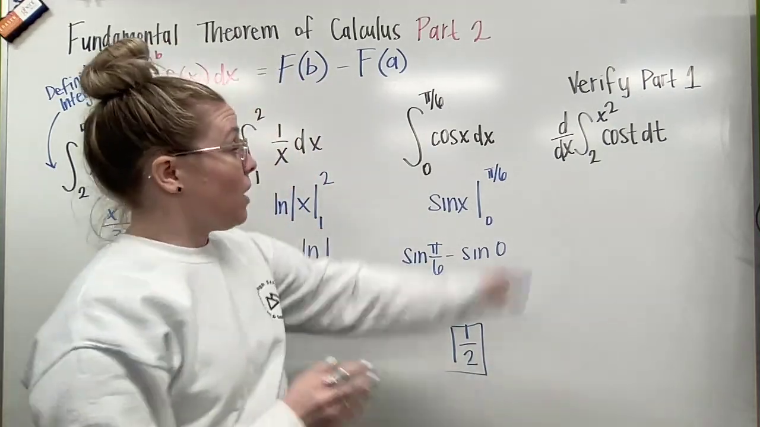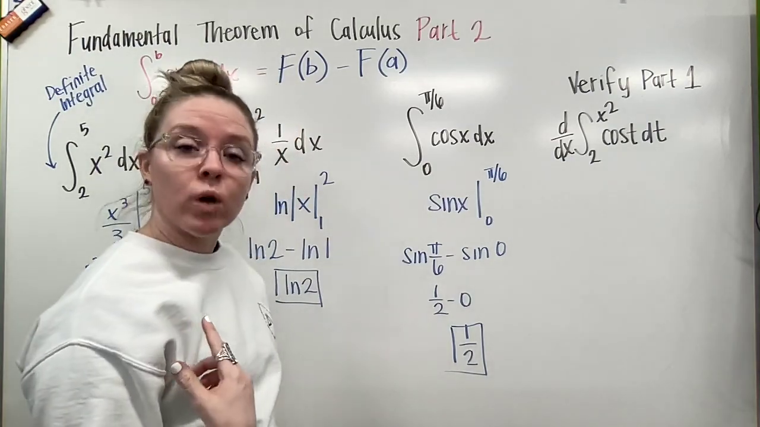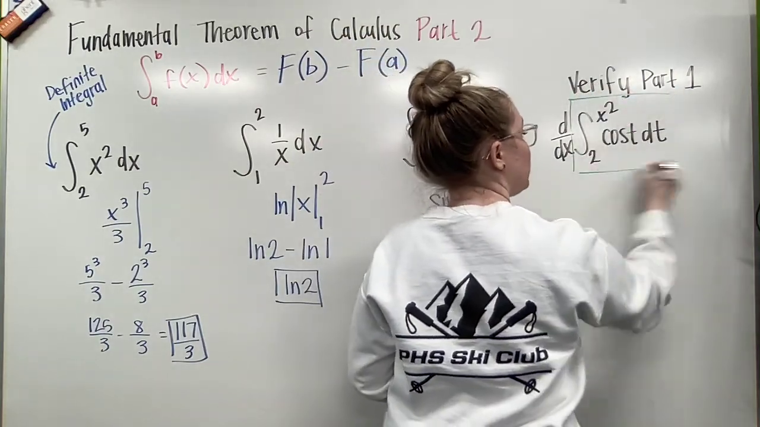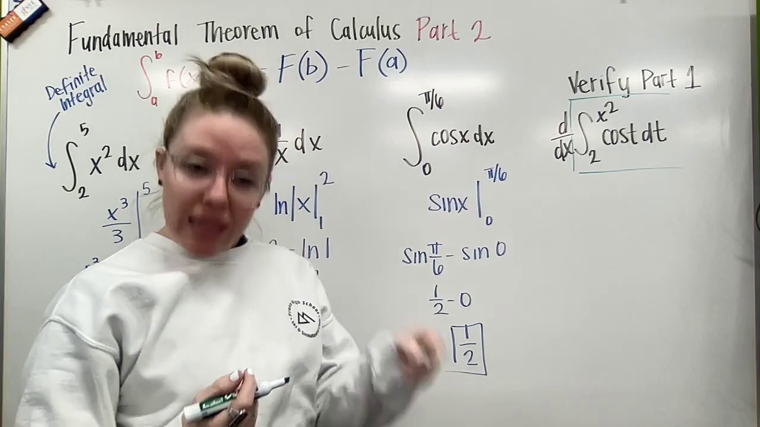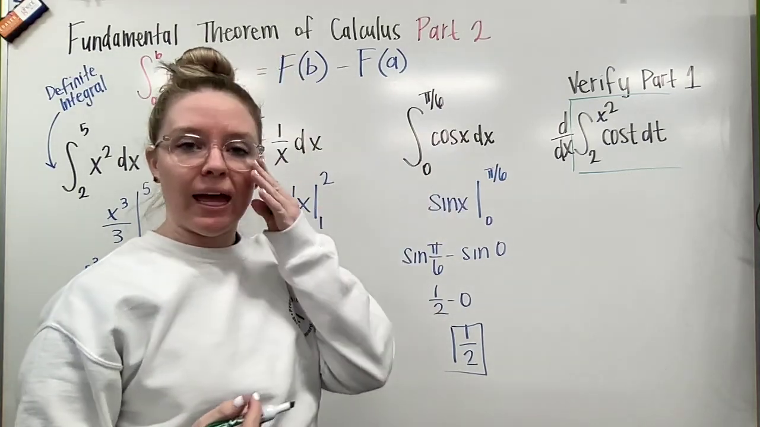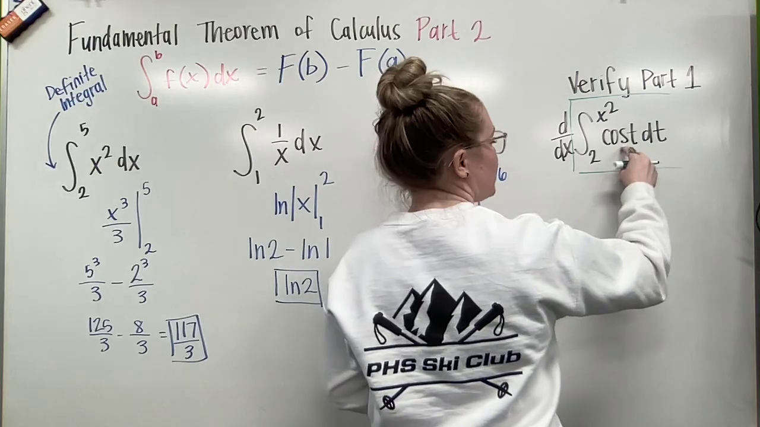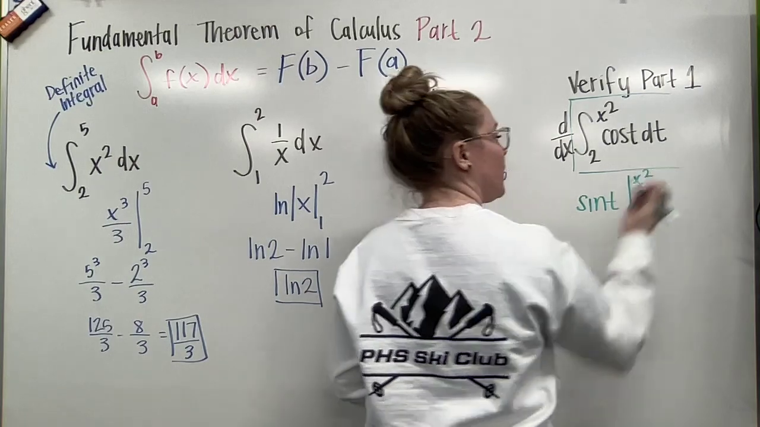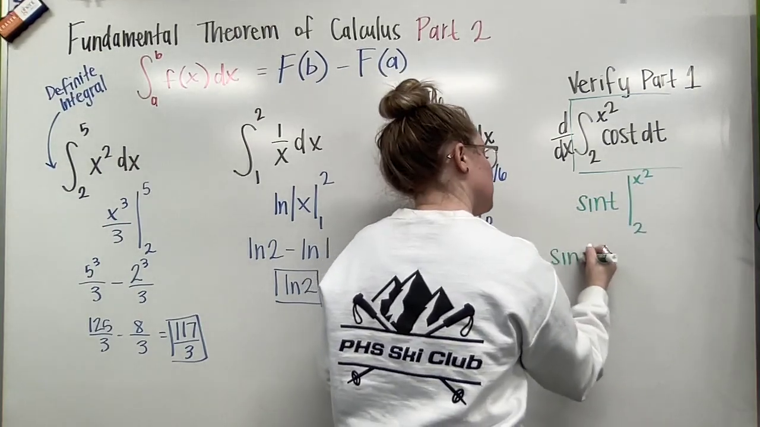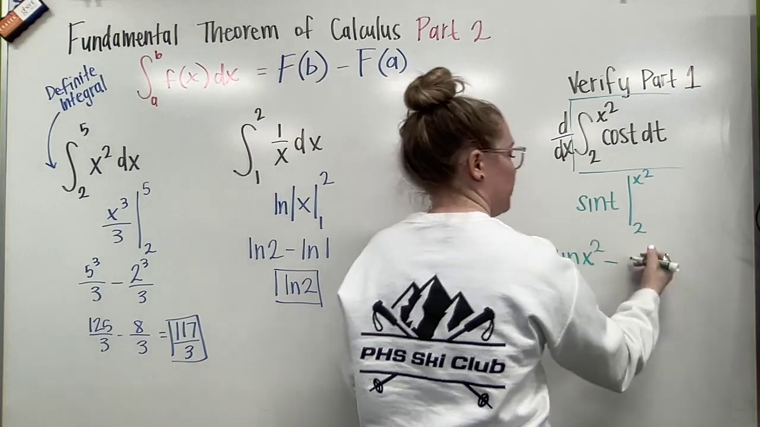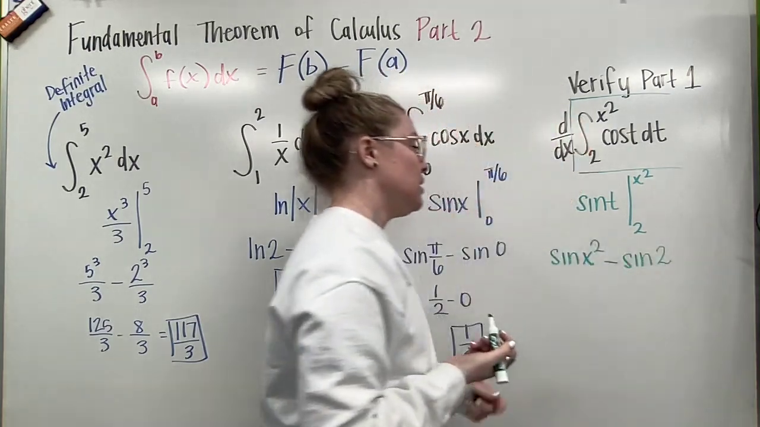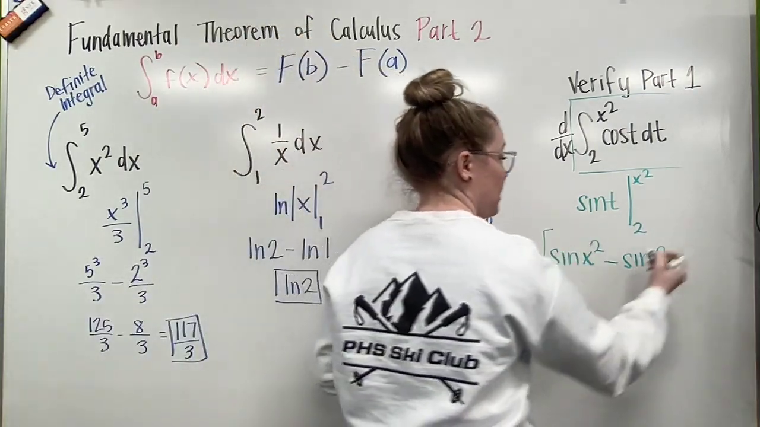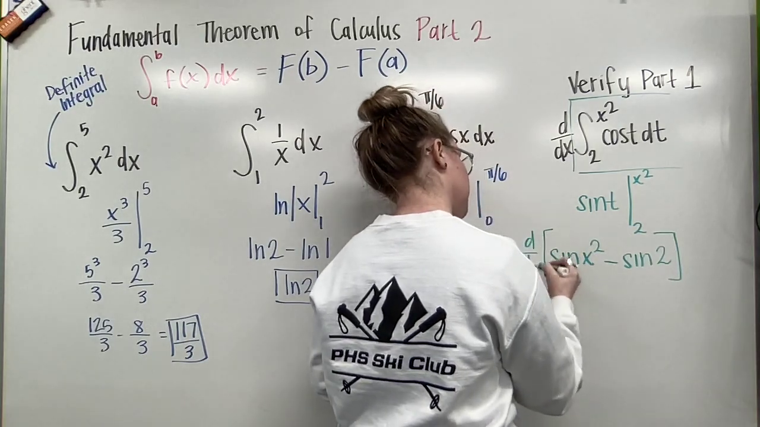Okay, so on this last example, I'm going to verify that part 1 works by splitting this up into 2 parts. I'm going to start by evaluating my function here, and then I'm going to go back and take the derivative. So the antiderivative of cosine is sine, and I'm going to evaluate it from 2 to x squared. So I'm going to plug in my x squared, and I'm going to plug in my 2. Since the sine of 2 is not a pretty number, I'm just going to leave it as is, and now I'm going to come in and take the derivative.